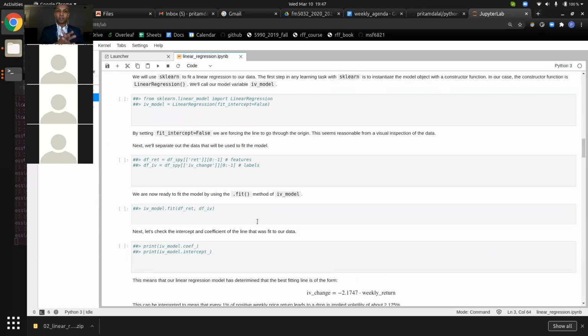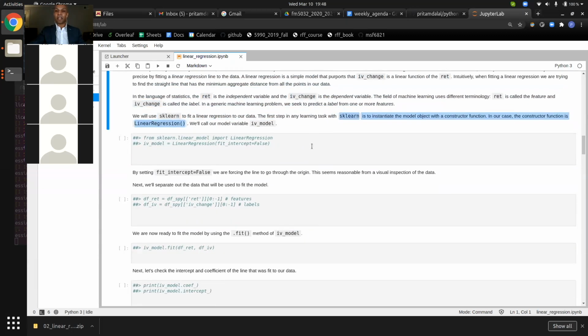So we're going to use Sklearn to fit a linear regression to our data. And the cool thing about Sklearn is that it's got a very simple and consistent interface with which you work with all the different machine learning techniques. And so once you learn the basic sequence of steps for one machine learning technique, it's very simple to apply that to different machine learning techniques.